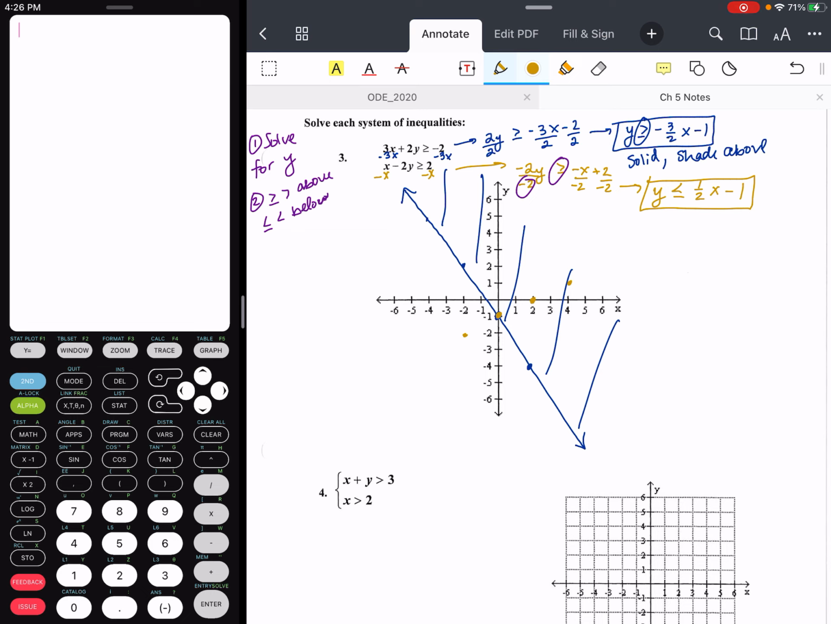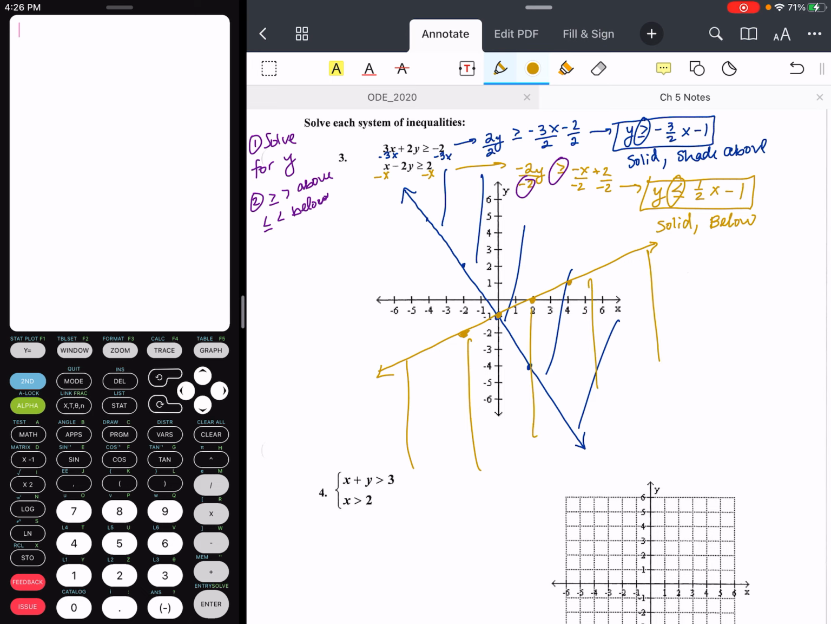I'm going to graph this because of my inequality symbol using a solid line. So there's my solid line passing through those points. And then I'm also going to shade down below. I'm going to shade below this yellow line because I have less than or equal to after solving for y. So I'm going to shade lightly below my yellow line.